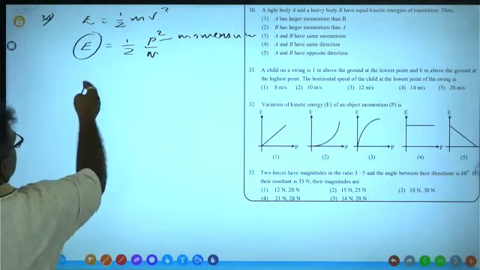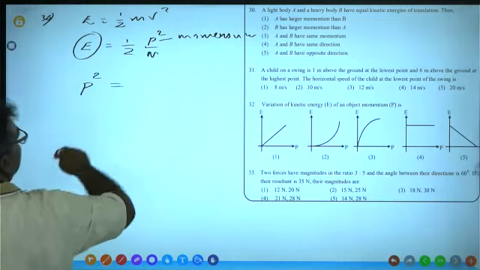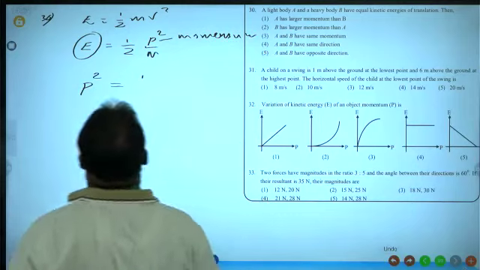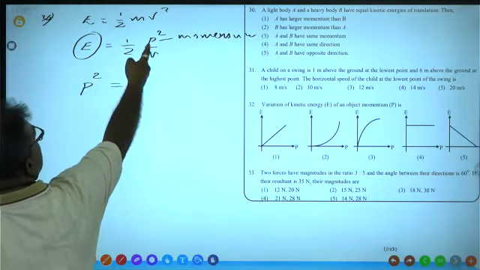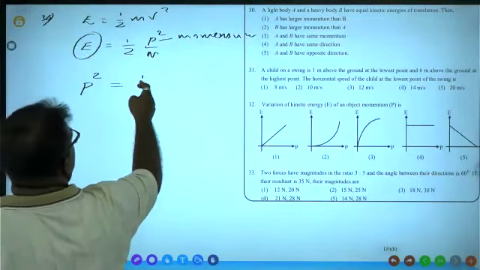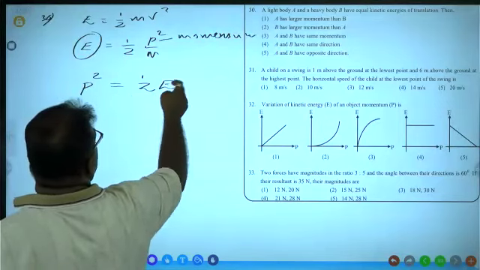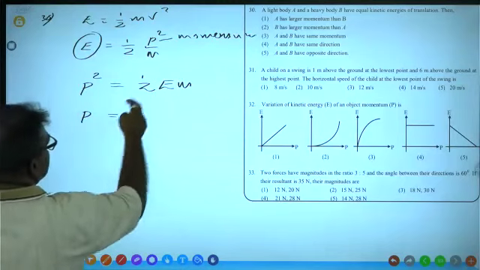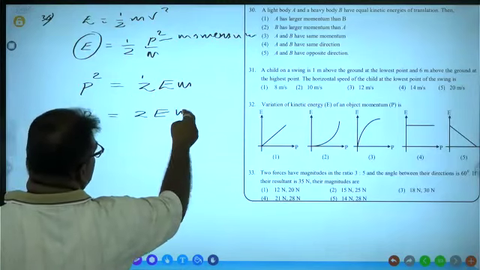Then can we make P the subject? P squared equals 2mE, right? Then momentum P is the root of 2mE.